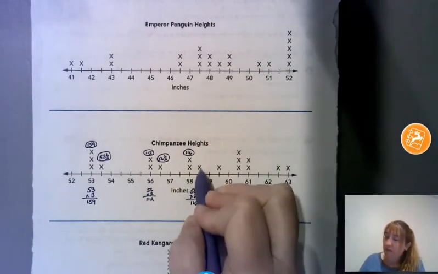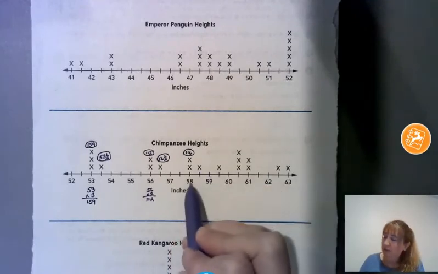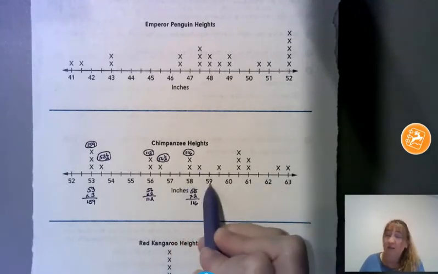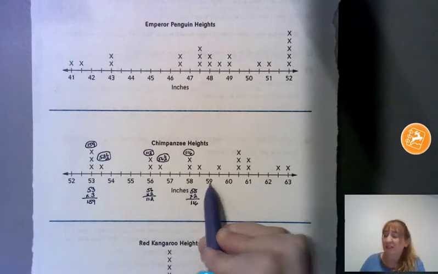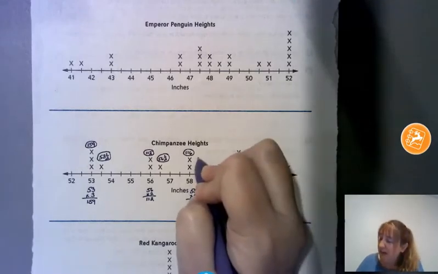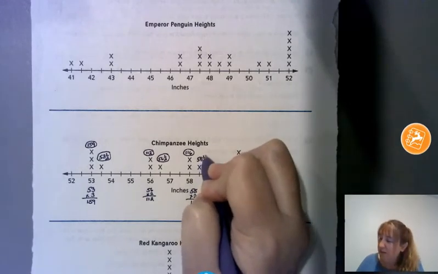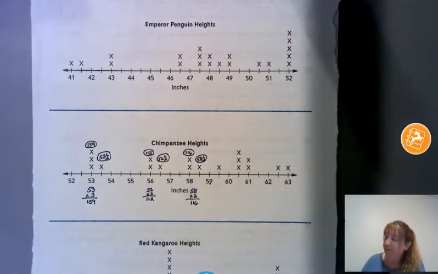So we have another one here, our next one. And as we can tell, it's between 58 and 59. So that would give us 58 and a half. Very good. So I'm going to go ahead and mark that there.